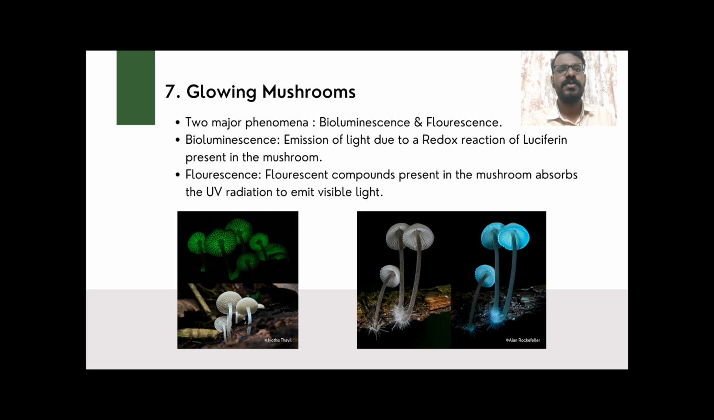These mushrooms do not emit light in the dark unless they are illuminated with UV light. Here you can see a beautiful blue color being emitted when they are illuminated with the UV lamp. This is a Mycena species, commonly known as bonnets.